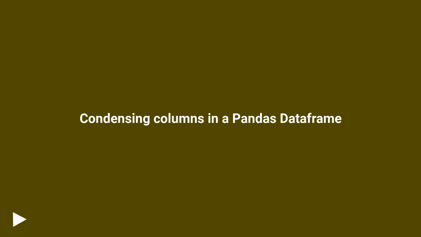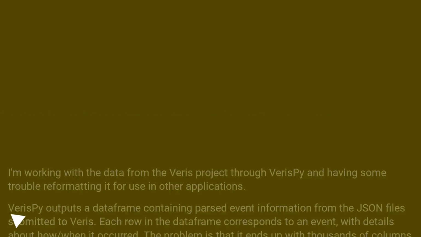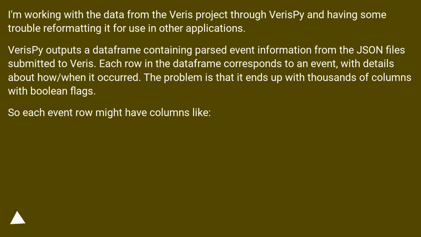Condensing columns in a Pandas DataFrame. I'm working with the data from the Varus project through VarusB and having some trouble reformatting it for use in other applications. VarusB outputs a dataframe containing parsed event information from the JSON file submitted to Varus. Each row in the dataframe corresponds to an event, with details about how/when it occurred.